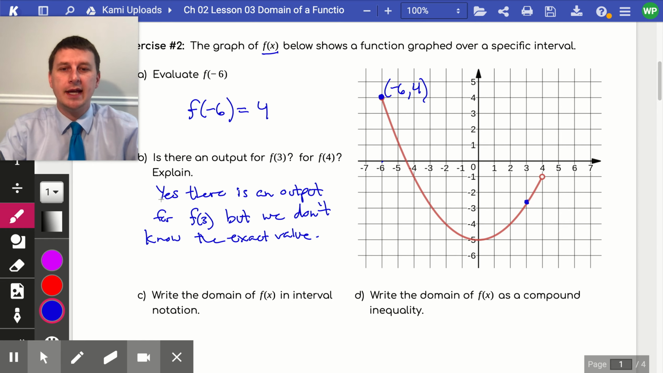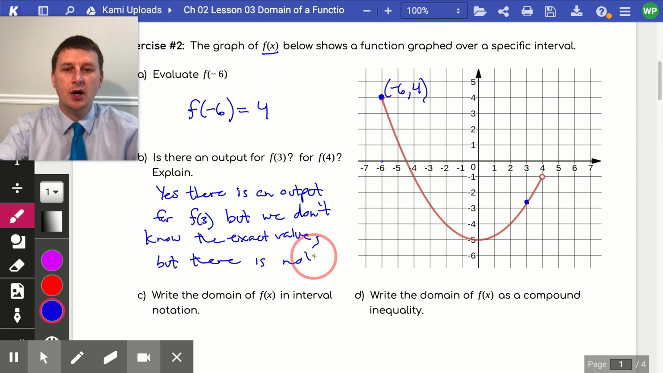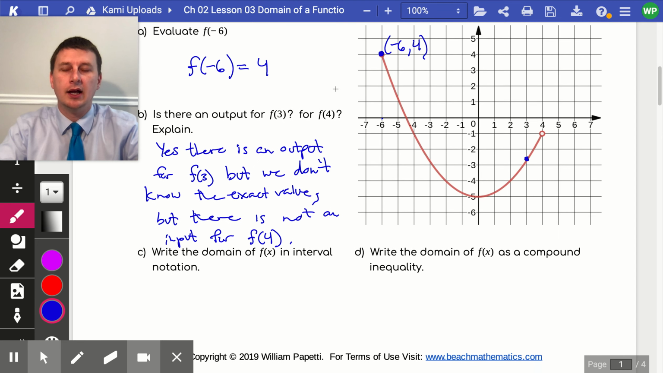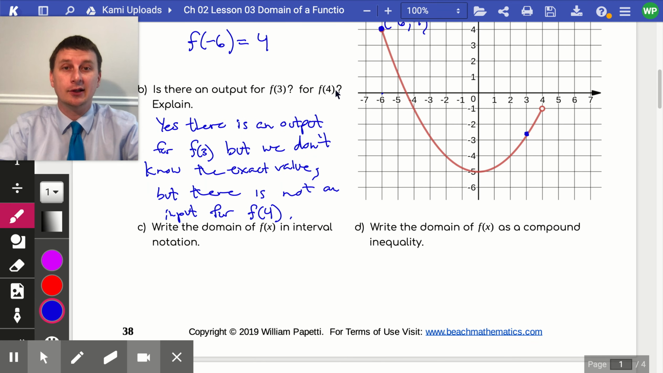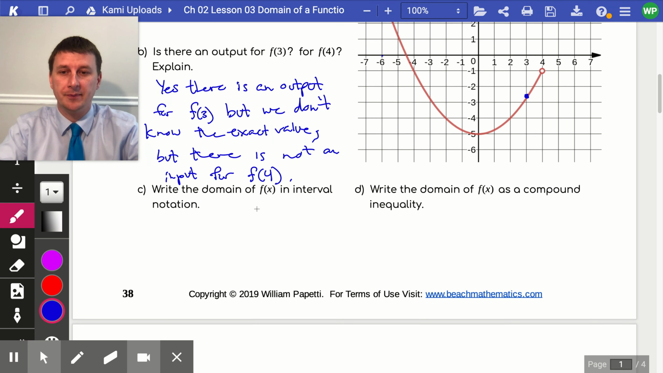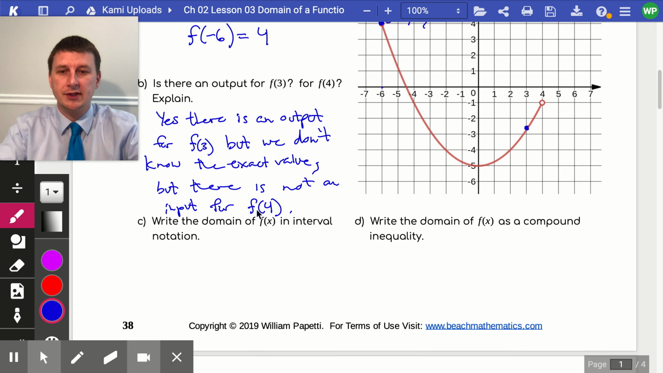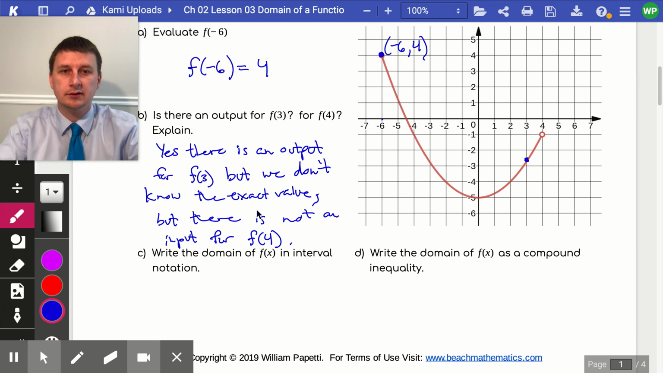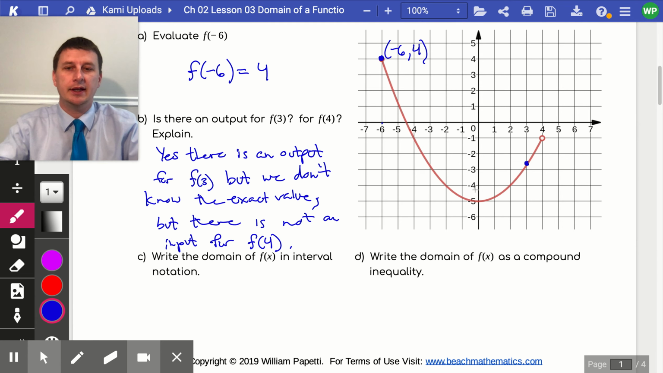So what we wrote was, yes, there is an output for f of 3, but we don't know the exact value. But there is no output for f of 4. Because again, that's an open circle. And open circles are not inclusive. They're exclusive.